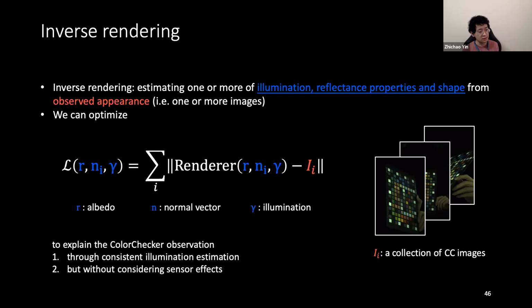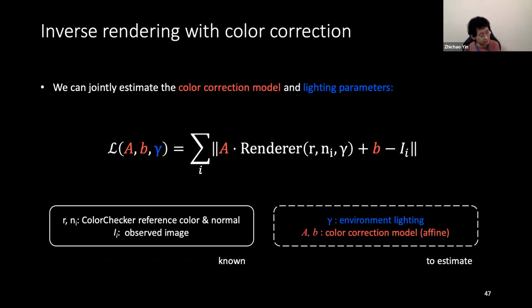In this way, the environment lighting is shared by different cameras at different time instances, so we can achieve a consistent illumination estimation here. But definitely, we do not consider the sensor effects here, which is the remaining ingredient we aim to add. And here it's very simple. We just apply the color correction model after the rendered values. That is, we have the albedo, the normal vector, and the environment lighting. We do the rendering, we apply the color correction, which is still an affine transformation here, and we optimize it towards the observation, the color checker images.